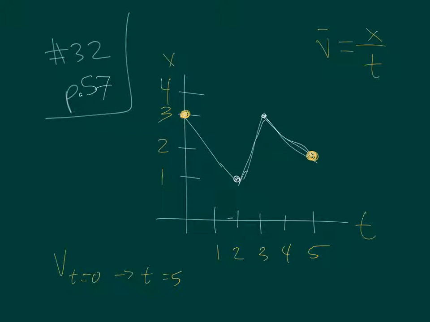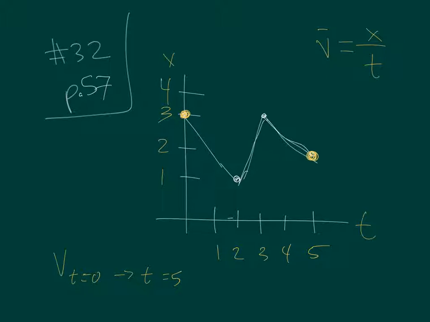Oh, weird. Okay, so let me go over this again. The problem said find the average velocity between time equals 0 and time equals 5. Not 3 and 4, not 1 and 2, not 2 and 3. So it turns out I don't care what happens between 0 and 5. All I care is how much did it change its position by? Where did it start?